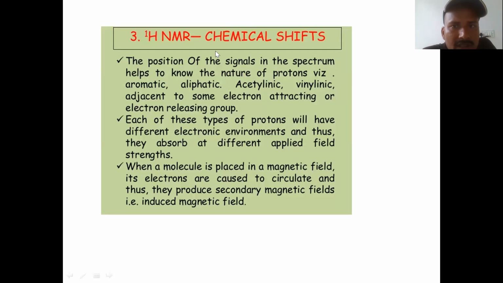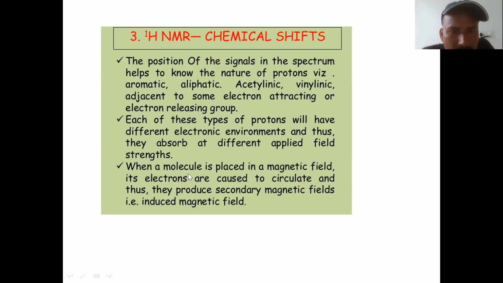Next, we'll talk about chemical shifts. The position of the signals in the spectrum tells us the nature of the protons: whether they are aromatic, aliphatic, acetylenic, vinylic, or adjacent to an electron-attracting or electron-releasing group. There are many chemical shifts from different organic moieties. Each type of proton has a different electronic environment, and thus they are observed at different applied field strengths. Since the nature is different, they are chemically different.